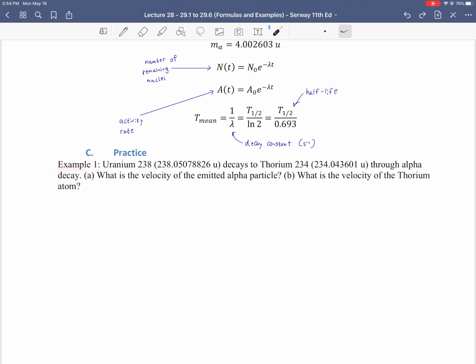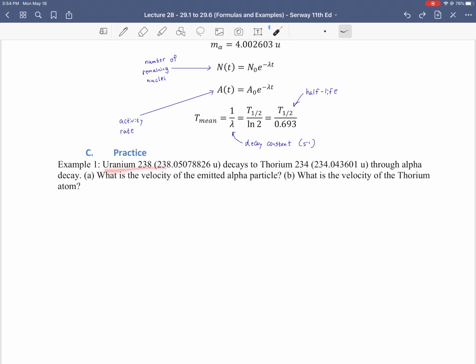So let's take a look at example 1. This is not the one where we talk about decay rates or activity rates or anything like that. We're just going to talk about a decay, but what that means in terms of the momentum and energy of the product of that decay.